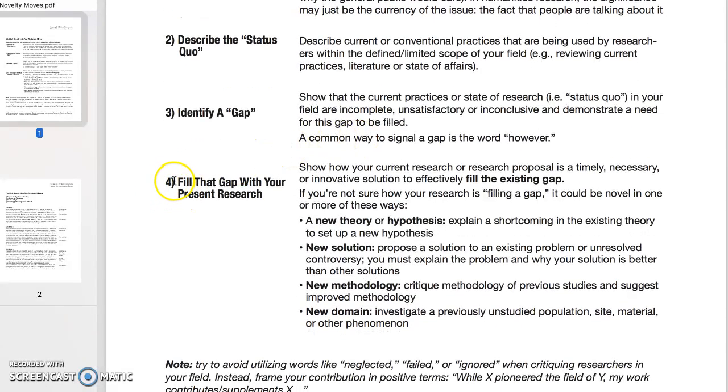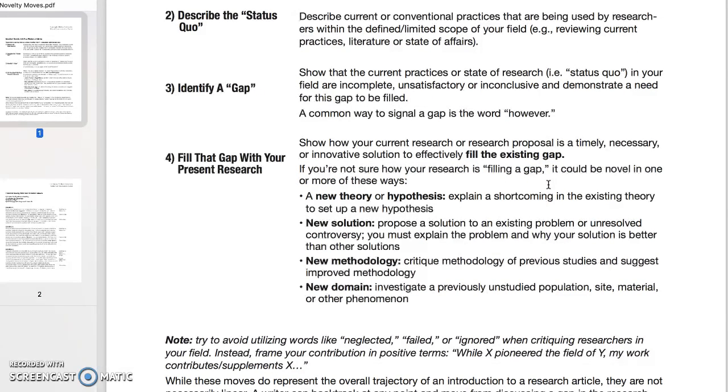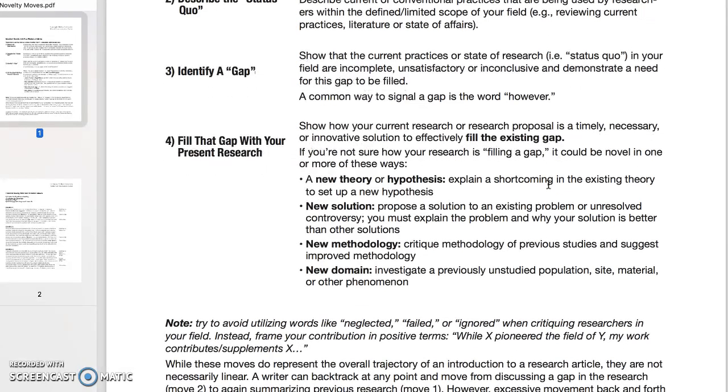So that brings us to the fourth move, which is where you would fill that gap with your present research. So this means that you would show how your current research or research proposal is a timely, necessary, or innovative solution to effectively fill the existing gap. And if you're not sure how your research is filling a gap, try to think about how it could be new or novel in one or more of these ways.